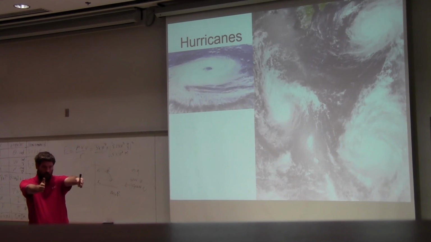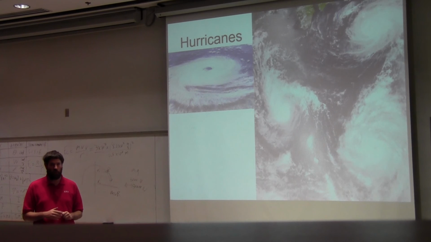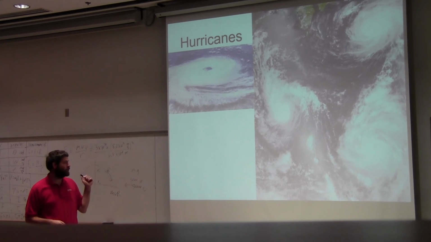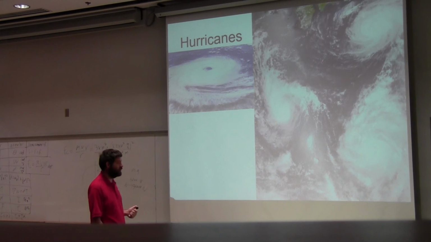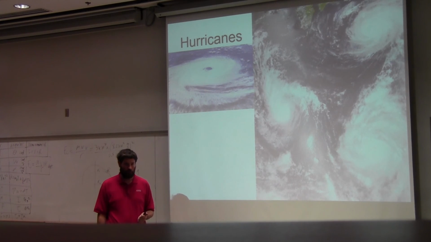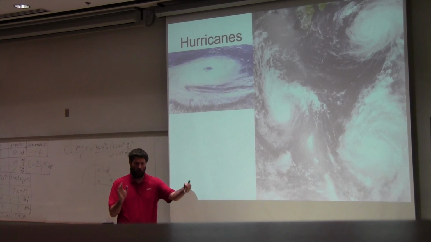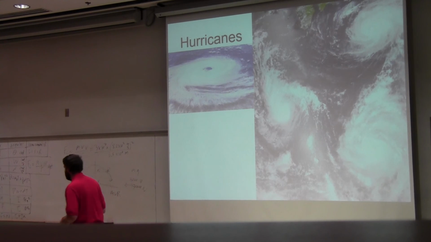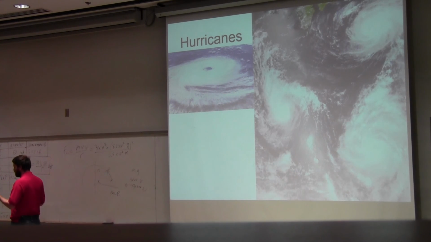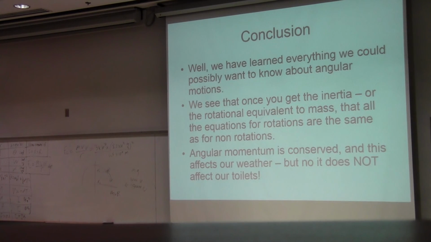In a span of this much distance, the rotation of the Earth does not change enough for the Coriolis effect to have any actual amount of force that would be noticeable in any way, shape, or form. The surface tension of the water would be many orders of magnitude greater than the Coriolis effect over the toilet. So the Coriolis effect affects the climate of the Earth, affects our weather patterns, it affects hurricanes, but it does not affect our toilets. So to wrap up, we've learned everything we could possibly want to know about angular motions.